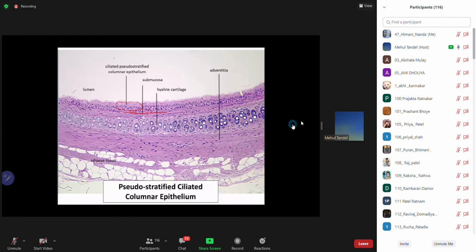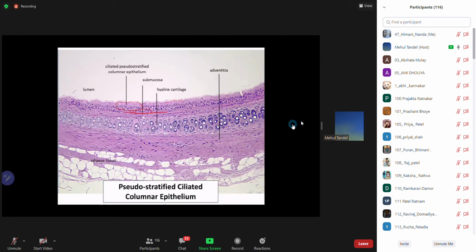Here you can see cilia. Pseudostratified ciliated columnar epithelium. Okay, nuclei are present at different levels. So actually it is a simple epithelium, single layer, but appears multi-layered under the light microscope. So these are the features of pseudostratified ciliated columnar epithelium.